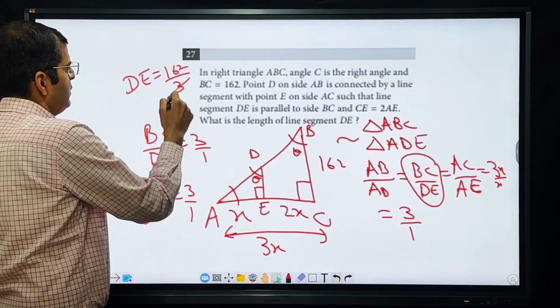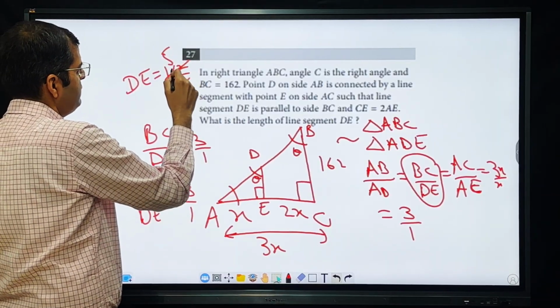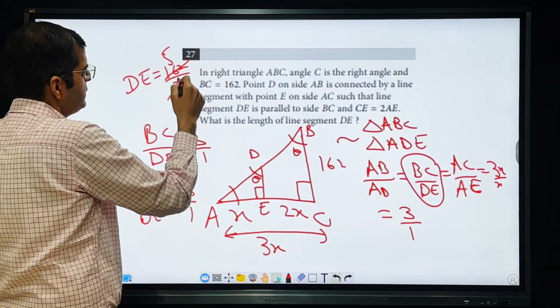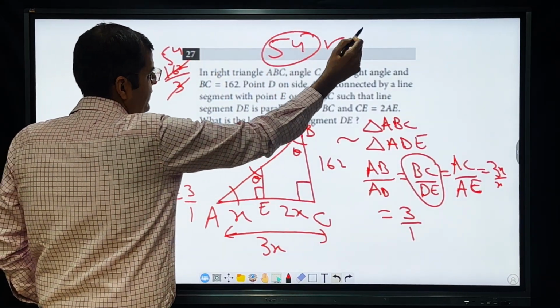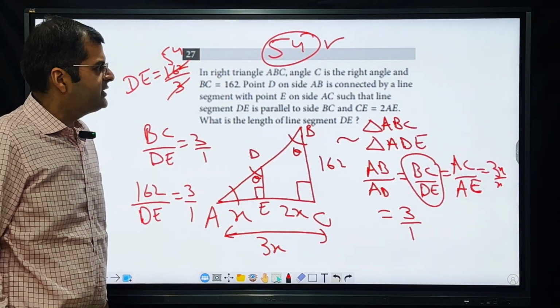Okay. Solving it, we get 3 5s are 15, 1 and 2, 3 4s are 12. 54. DE is 54, and that is the right answer here. Okay, so that's all about this set.